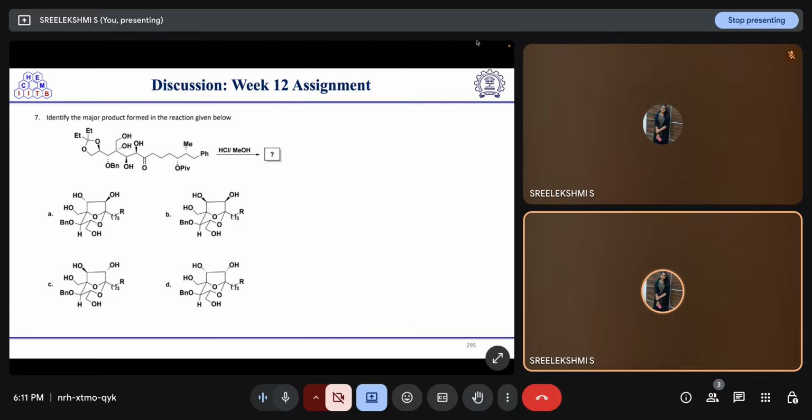Moving to the next question, identify the major product formed in the reaction given below. So this particular compound, upon treatment with HCl in methanol, we will be getting a product which is given in one of these four options. So which is the correct answer for this question?